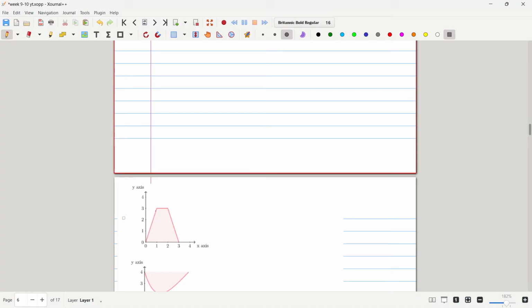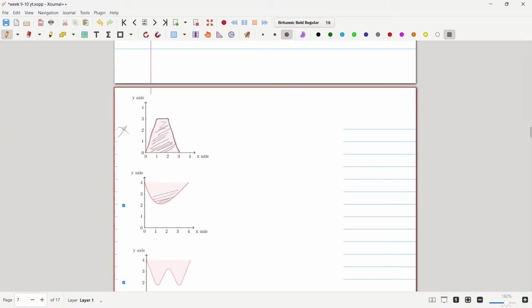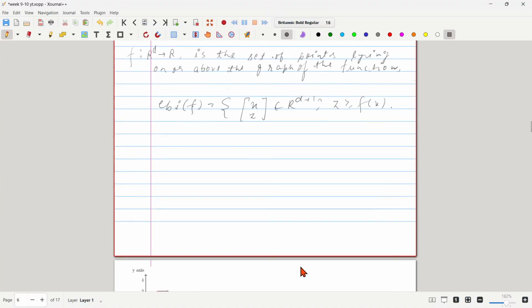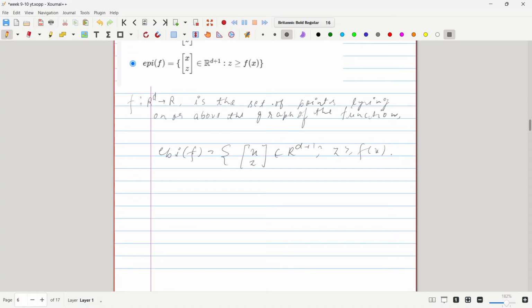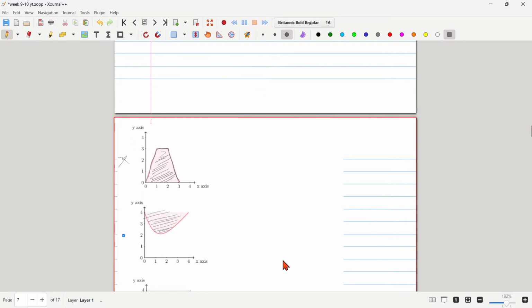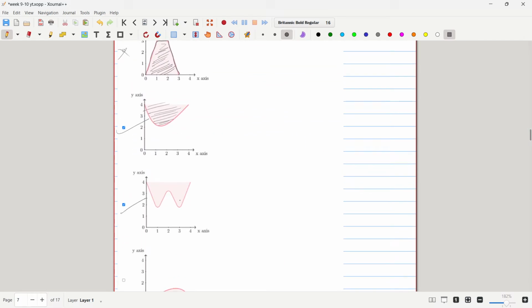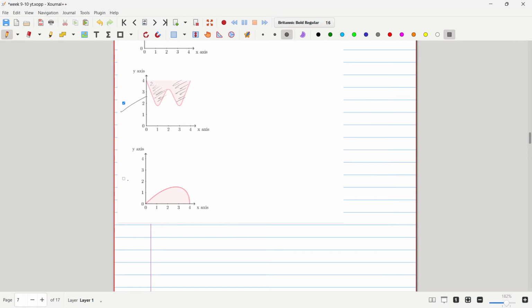Now, why is this not an epigraph? Because the shaded portion is below the function. Your function is this. As you can see, the shaded portion is below the function, so it is not an epigraph. Here, the shaded portion is above the graph, and this is the definition: an epigraph is a set of points lying on or above the graph. So this is also above the graph, and this is also above the graph. And this is not an epigraph because your shaded portion is lying below the graph.